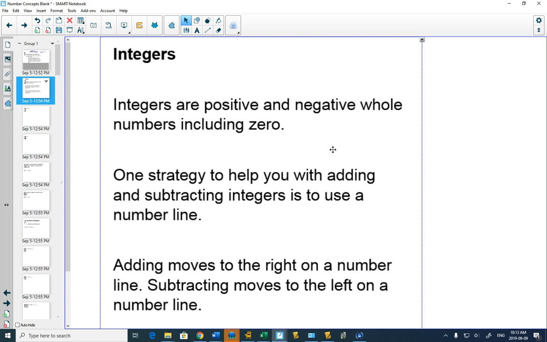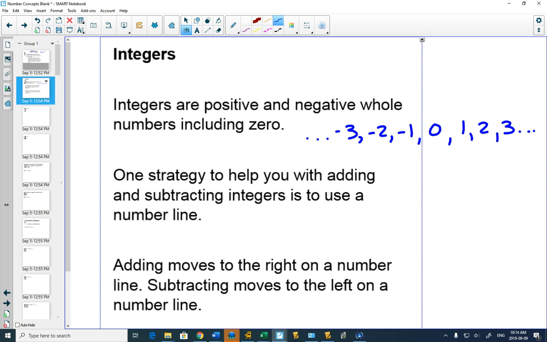We're going to write down integers. We've got page 1. We've already put a date on our notes. And integers are positive and negative whole numbers. So you know your basic numbers, 1, 2, 3, 4, 5. Those are integers. 0 is an integer. But also our negative numbers. So -3, -2, -1, 0, 1, 2, 3, and so on. Those make up our integers.